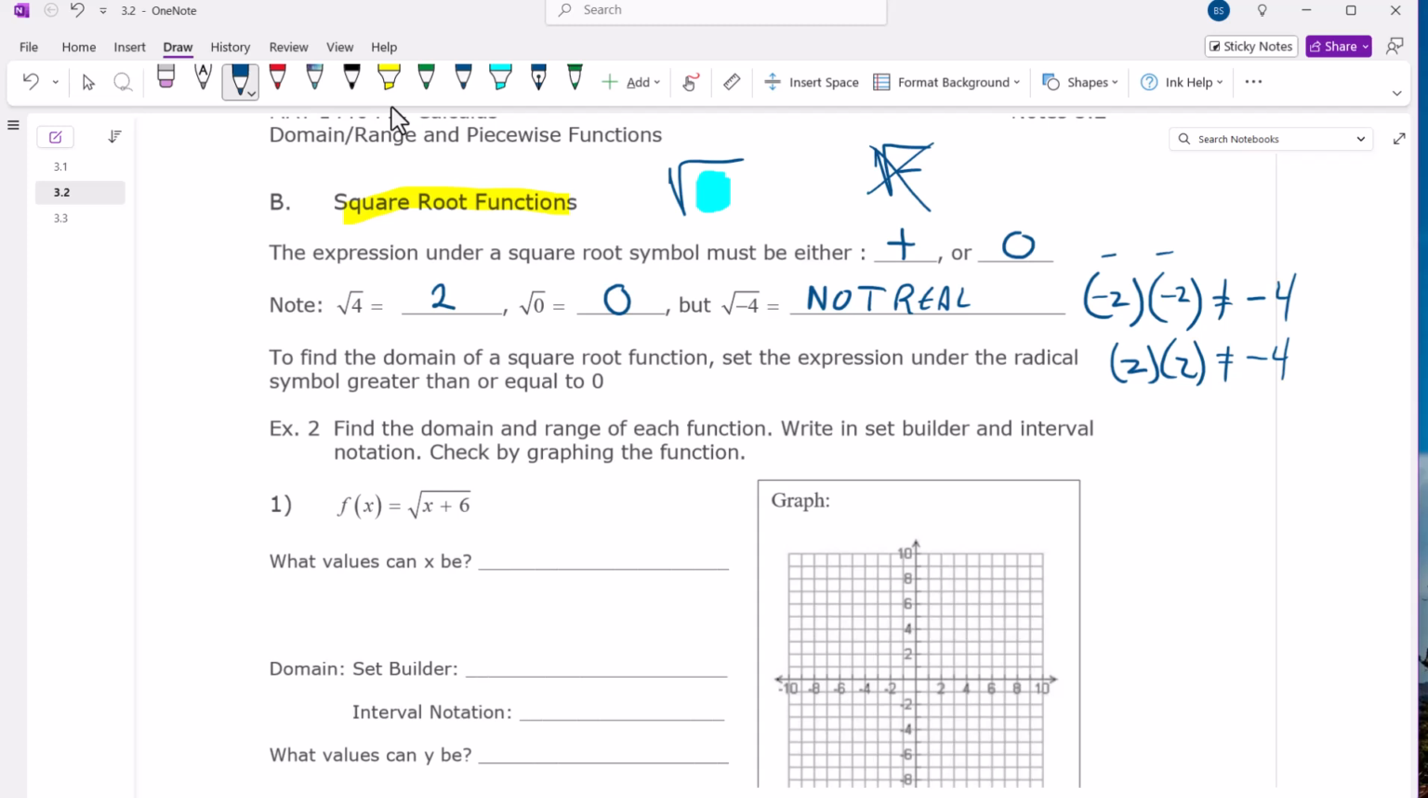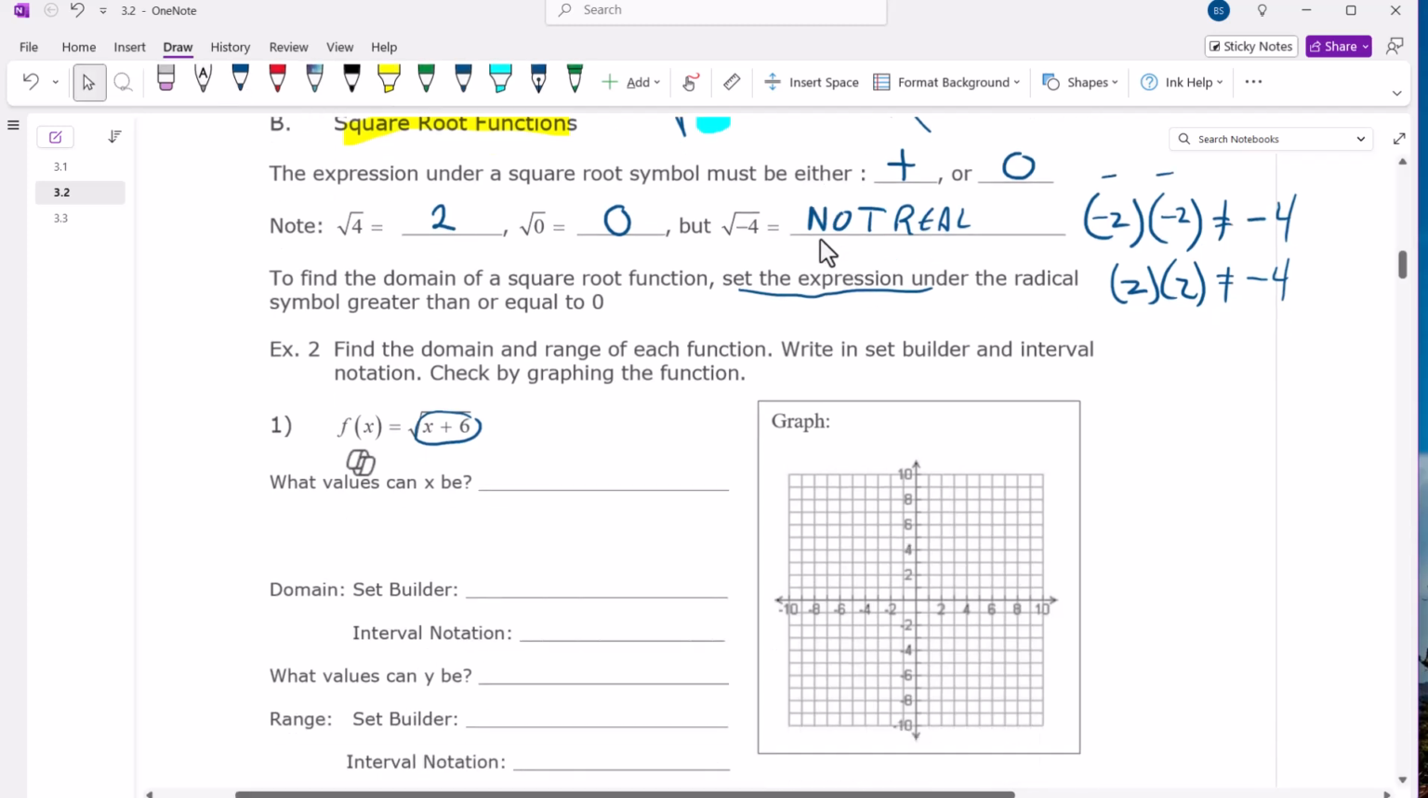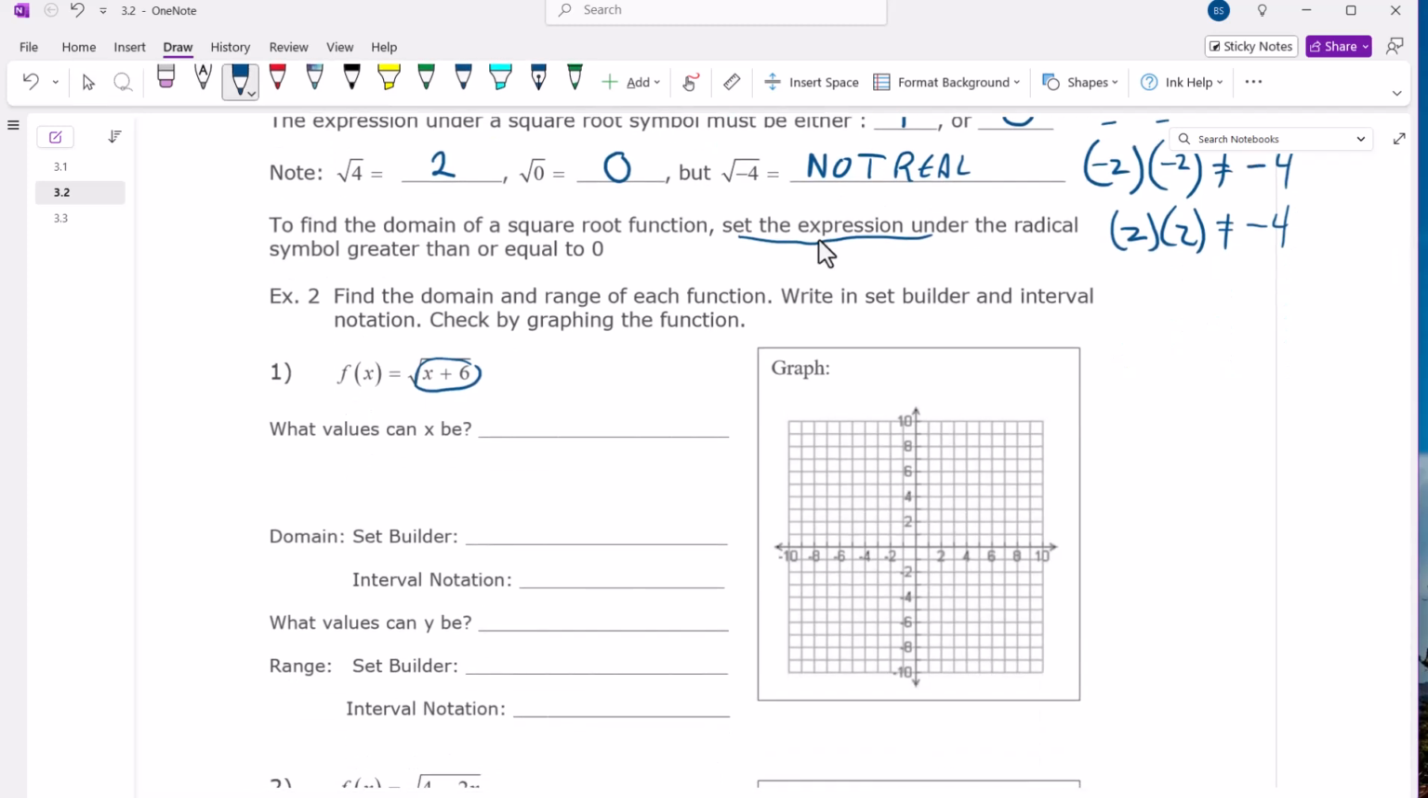So if you're going to find the domain of a square root function, you just take the expression under the radical and set it greater than or equal to 0. Sometimes you can do this in your head, but it's always the same. Whatever's under the radical, set it greater than or equal to 0 and solve this inequality. You could subtract 6 from both sides, you get x greater than or equal to negative 6. So basically you can be negative 6 and bigger.